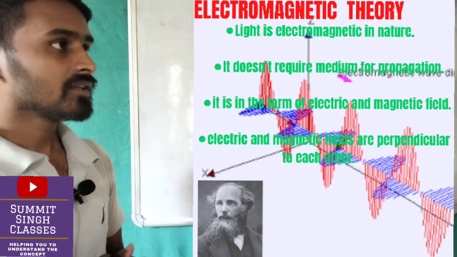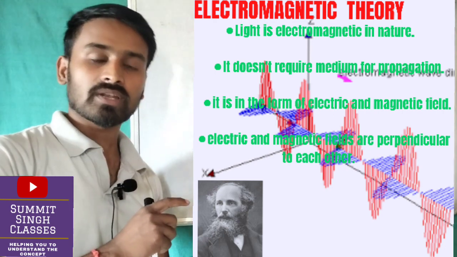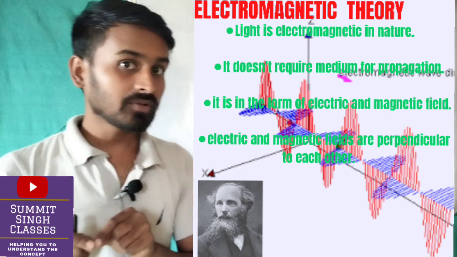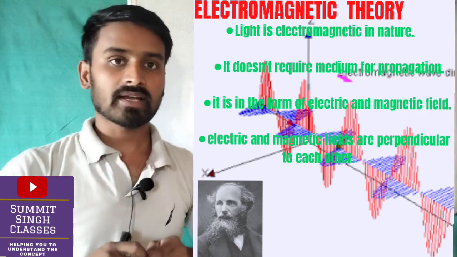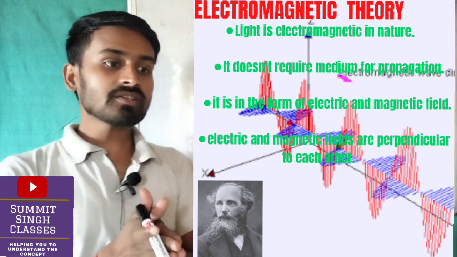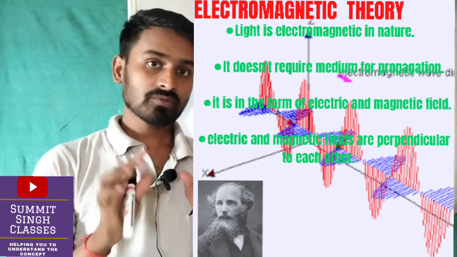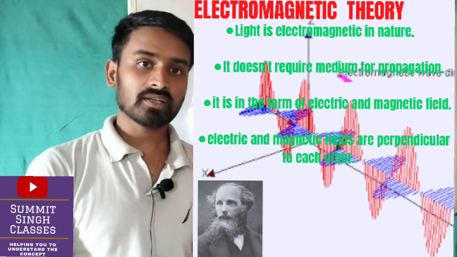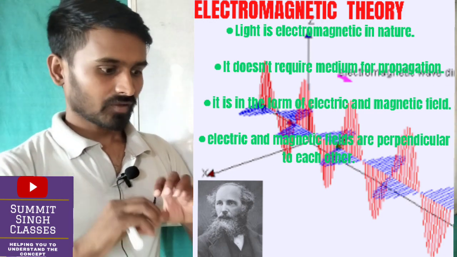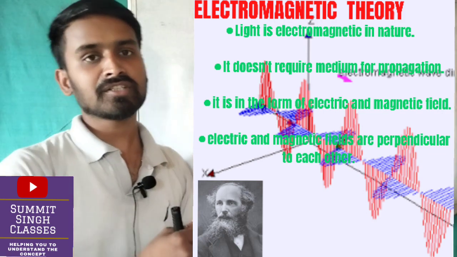The second thing given by the electromagnetic theory of light was that light doesn't require a medium to travel. That was the right thing. As you know, in the wave theory of light, Huygens said that light requires a medium to travel. But in the electromagnetic theory this was completely modified, and Maxwell said for the very first time that light doesn't require a medium to travel. It can travel in vacuum as well. So light can travel in any medium; there doesn't have to be a medium. It can travel in air, water, or vacuum, which means light can travel in a medium or without a medium.